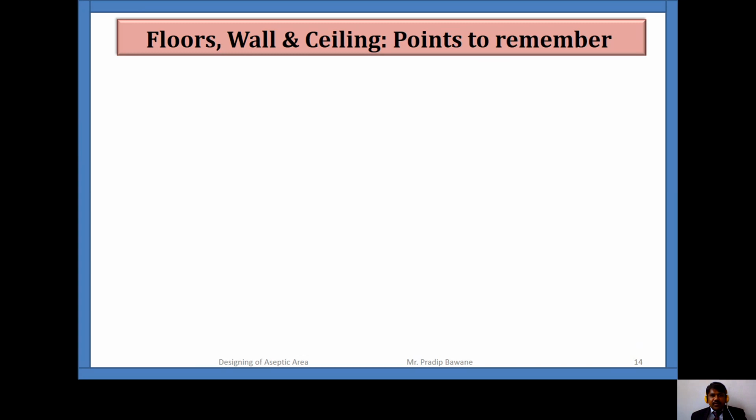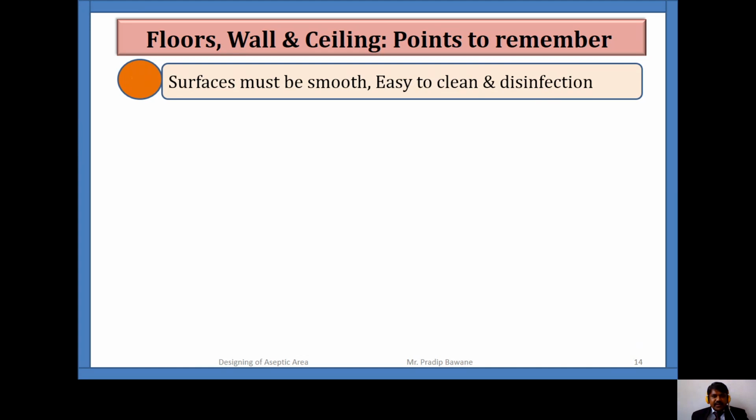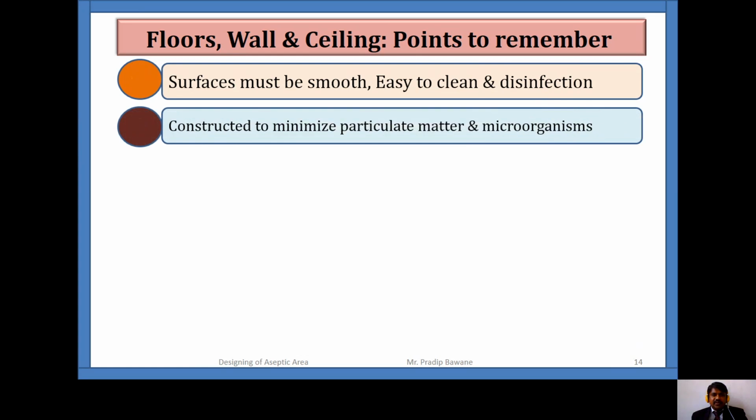Then we will discuss floors, walls, and ceiling, points to be remembered. First, whatever the walls and floors which have been constructed, the surfaces of this area should be smooth, easy to clean, and easy for disinfection purpose. Second point to remember, it is constructed to minimize the particulate matter and microorganisms. So whenever we are dealing with the formulation which has to be prepared under an aseptic area, we are not concerned only about the microorganism, but also we have to take care to minimize particulate matter.